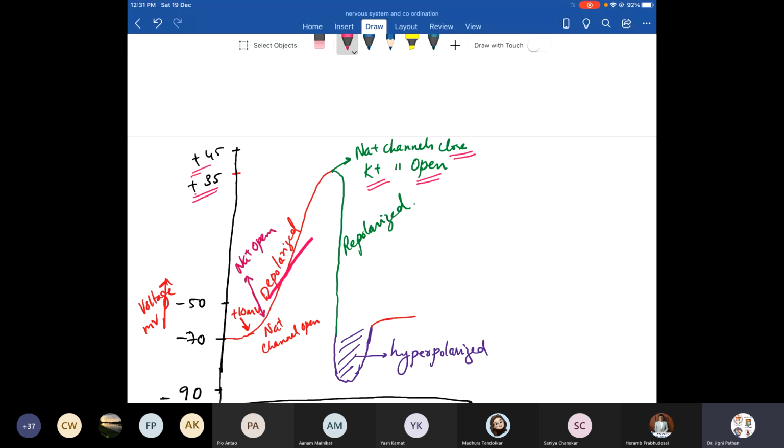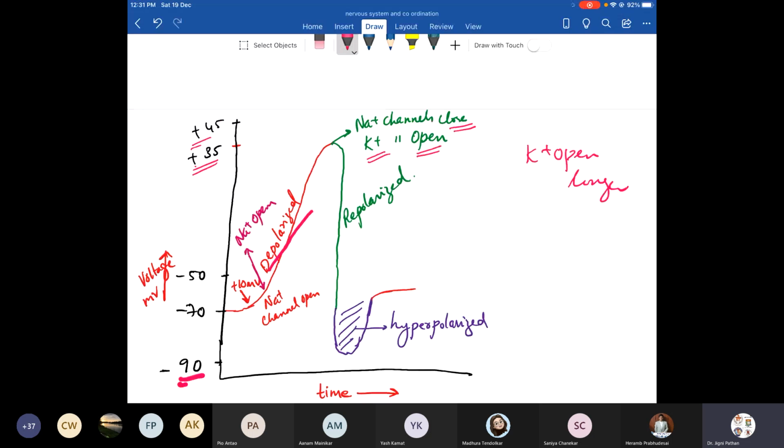But what will happen? These potassium channels open for a longer time, such that it leads to minus 90 millivolt. This stage is called hyperpolarization. It has to repolarize, coming to minus 70. But since the channels open for a longer time, it comes to minus 90, that is the hyperpolarized state. From minus 90, it has to come to minus 70, which is the resting potential.